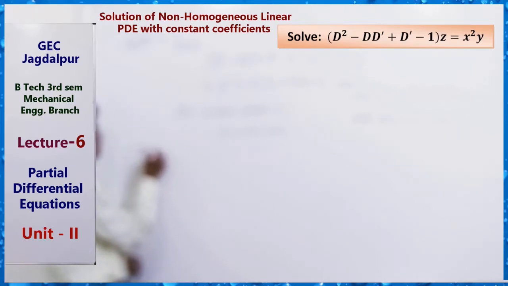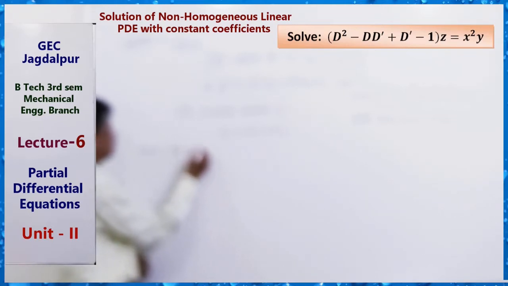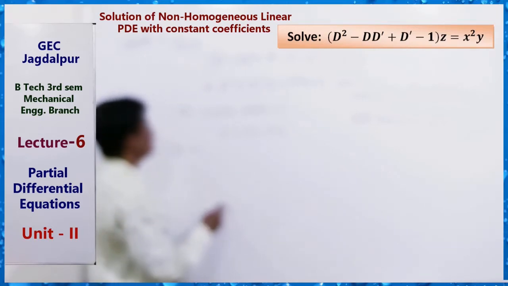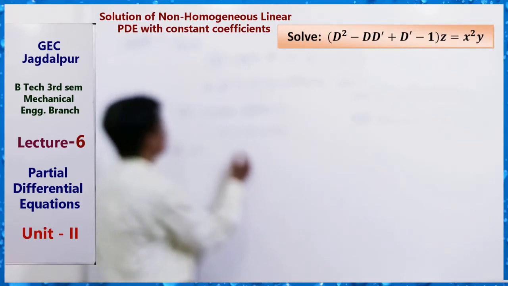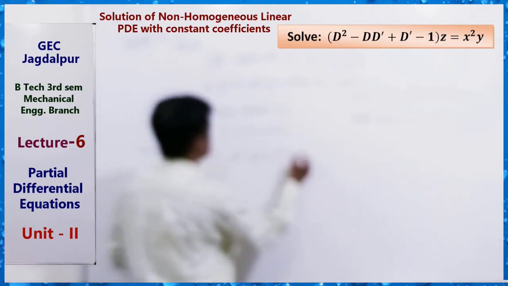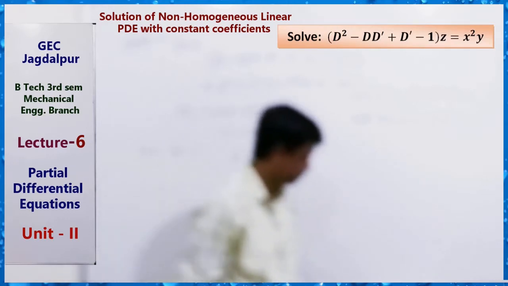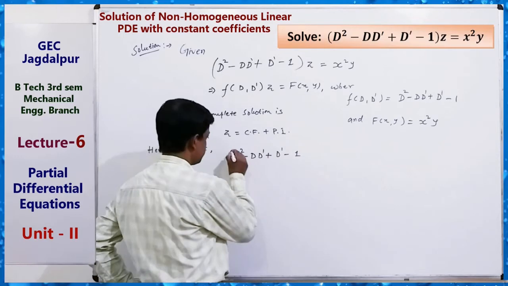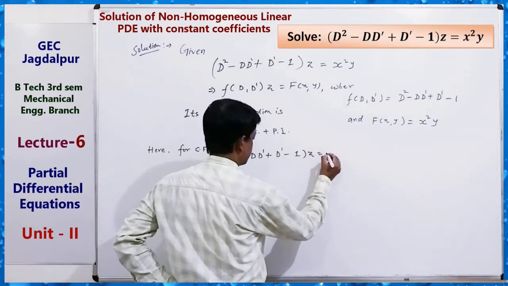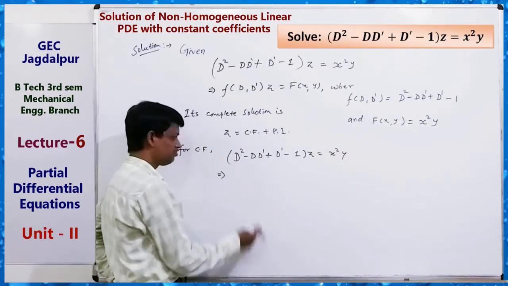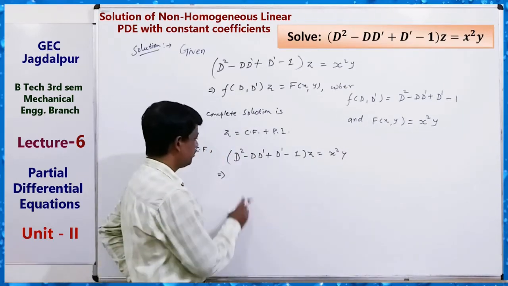Here for CF we have to factorize D square minus DD dash plus D dash minus 1 equals to x square y. We can write it, factorize this.